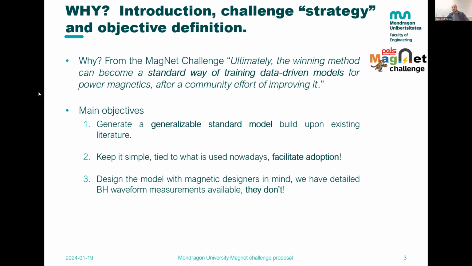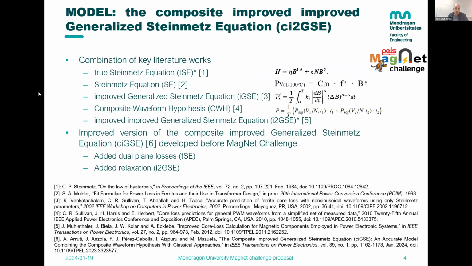Now that we have the main objectives set, we are going to talk about the model. The model combines five key literature works. The true Steinmetz equation, proposed over 100 years ago, which has separated hysteresis and eddy losses. The Steinmetz equation, the version we typically use, which has the alpha, beta, and k parameters. Then the generalized Steinmetz equation that uses flux derivative and peak-to-peak flux density for triangular and trapezoidal waveforms. The composite waveform hypothesis, which assumes that you can calculate the losses of each segment separately and then add them together. And lastly, the improved generalized Steinmetz equation, which improves on the generalized Steinmetz equation by adding relaxation losses.